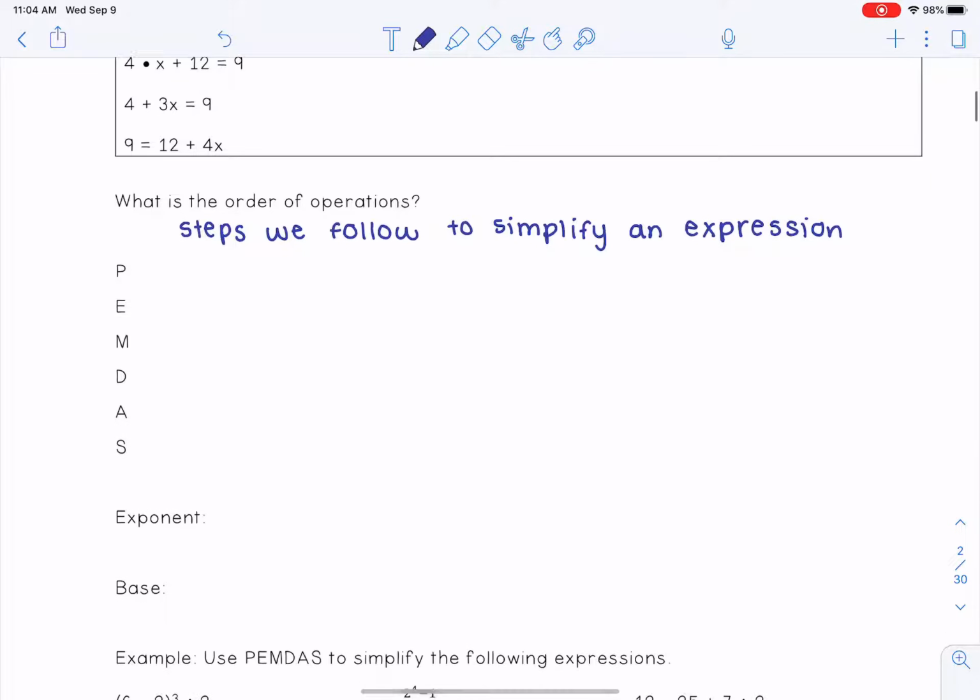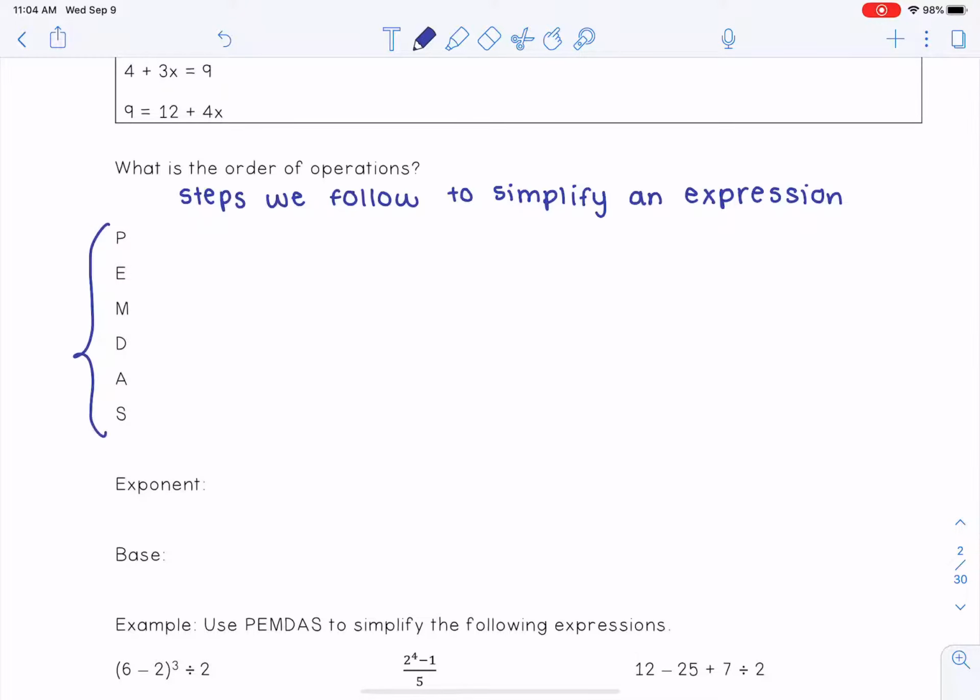And we remember this by what we call PEMDAS. So P stands for parentheses. E stands for exponents. M stands for multiplication. D stands for division. A stands for addition. And S stands for subtraction.